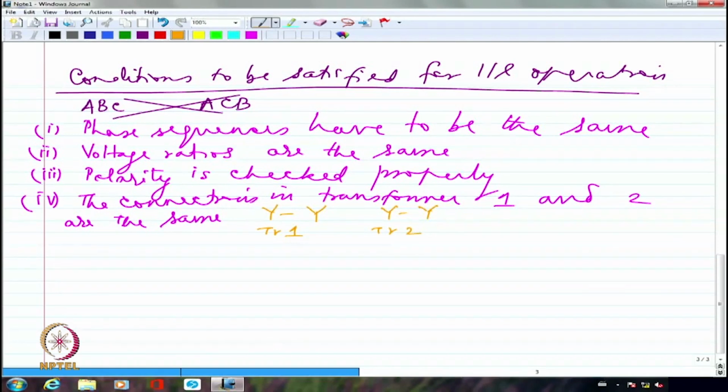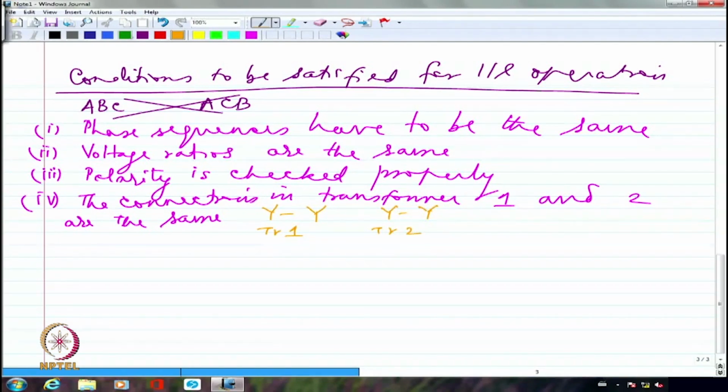So whenever we operate two transformers in parallel, last time this experiment was removed from ELL 203. I am trying to see whether it can be included again so that you understand the parallel operation of transformers. The first and foremost thing that we do is to check the polarity.